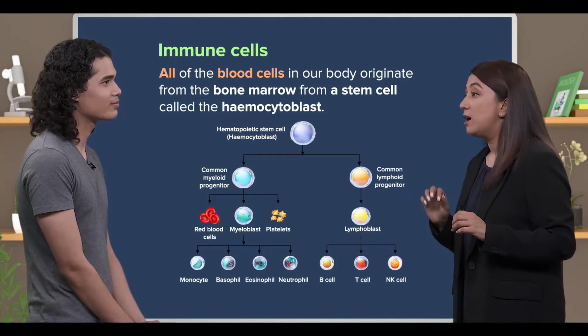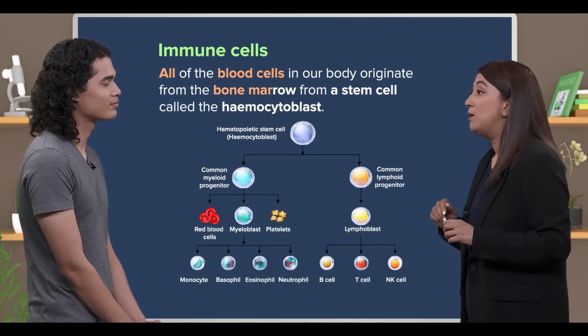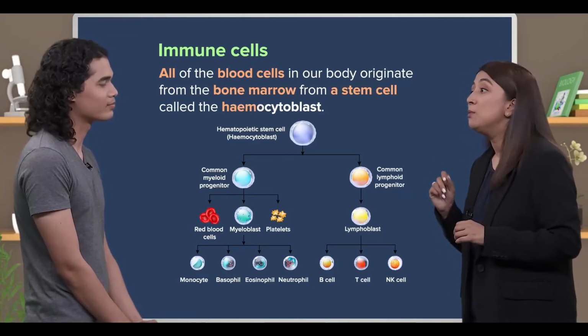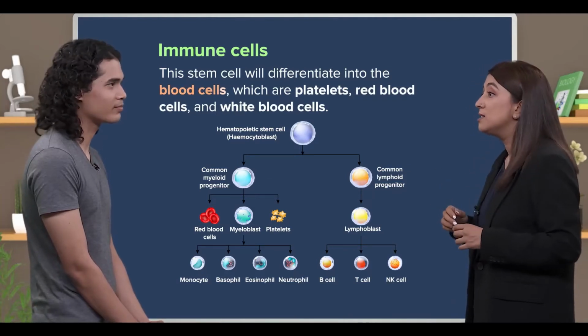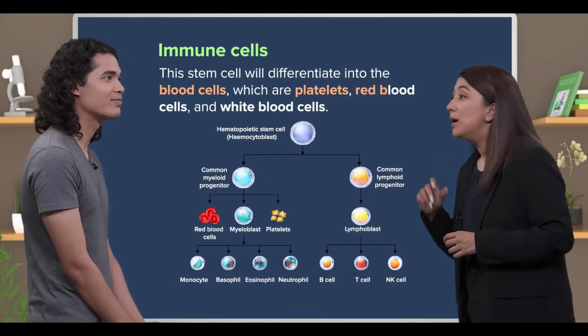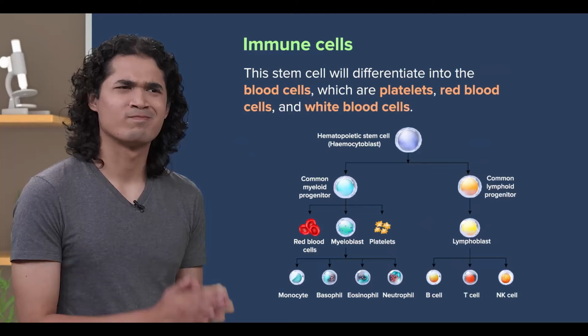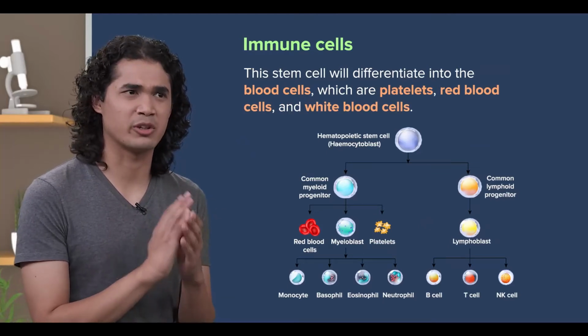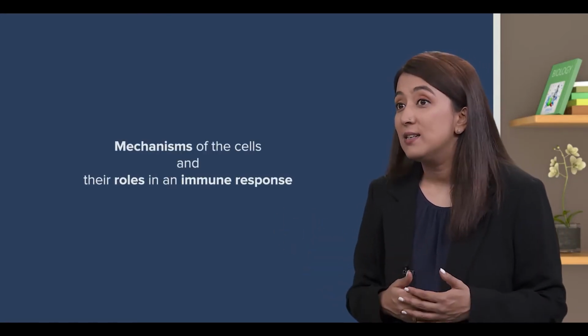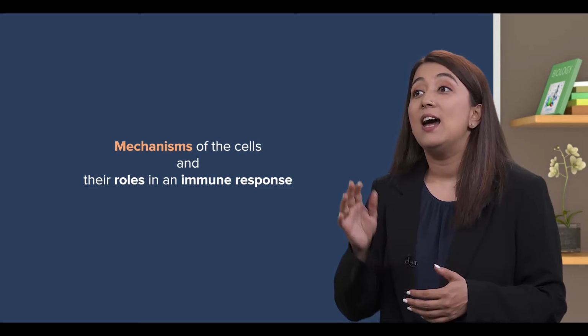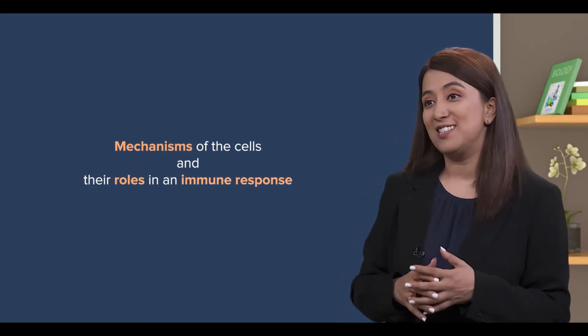All of the blood cells in our body originate from the bone marrow from a stem cell called the hemocytoblast. This stem cell will differentiate into the blood cells, which are platelets, red blood cells, and white blood cells. Do I need to know their precursors and what they differentiate into? Not to worry, you won't be asked on the specifics of cell differentiation. Instead, you'll be tested on the mechanisms of the cells and their roles in an immune response.